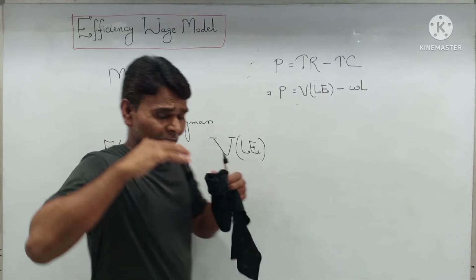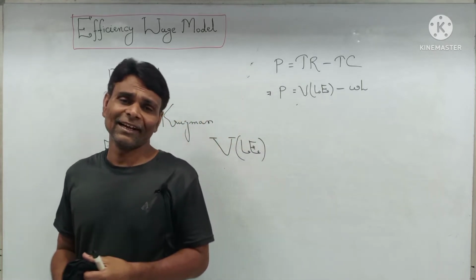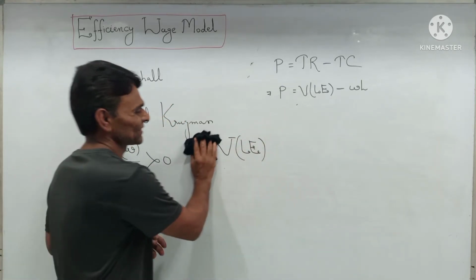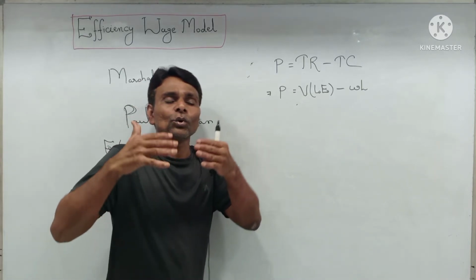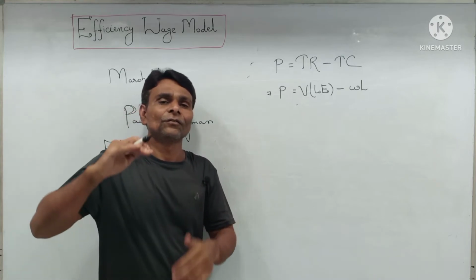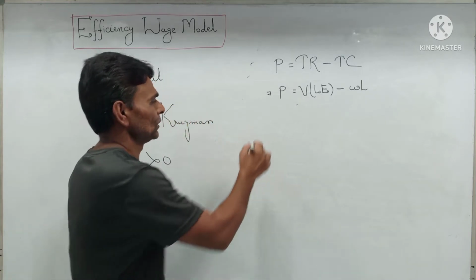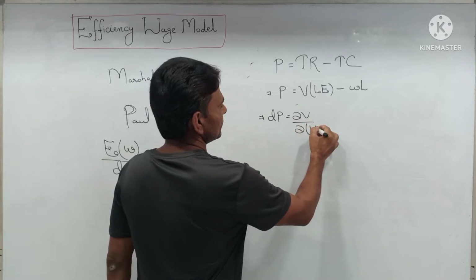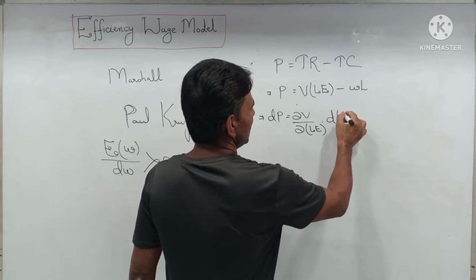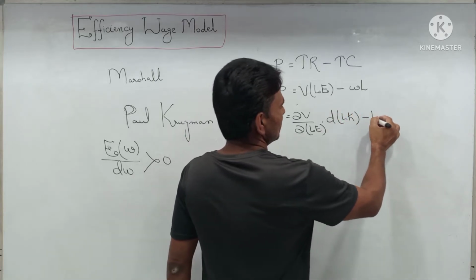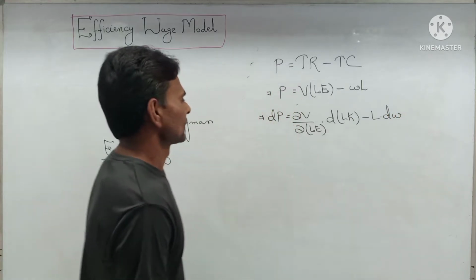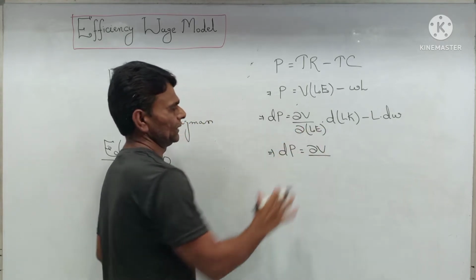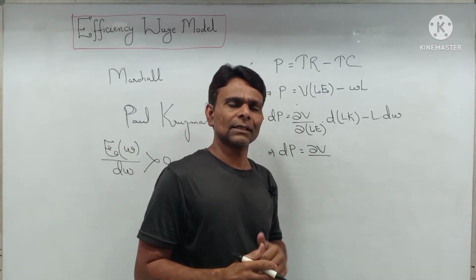Here, knowledge of the total differential, total derivative, and the function of a function rule is expected to understand this sum. First, we need to take the total differential of both sides using the function of a function rule, that is, the chain rule. dP equals del V by del LE times d(LE), minus L times dW. Now dP equals del V. Here we have taken the total differential using the chain rule.